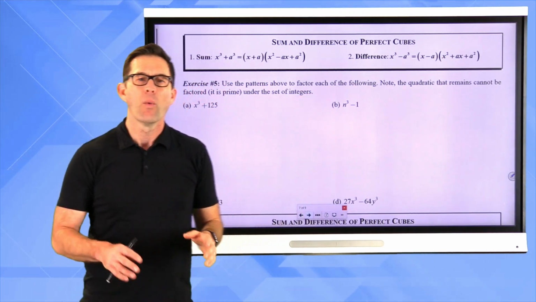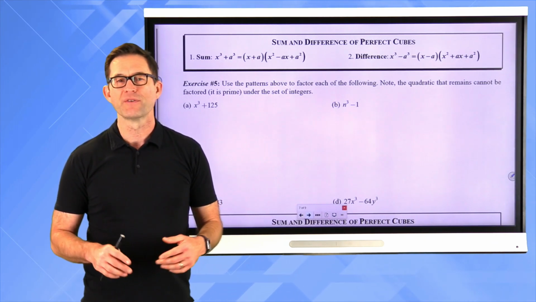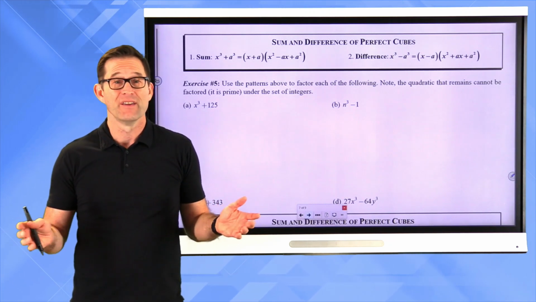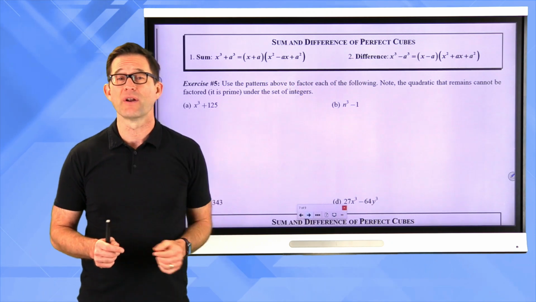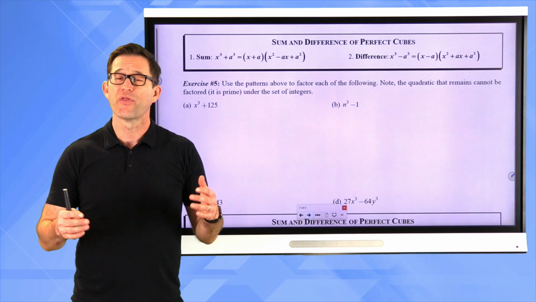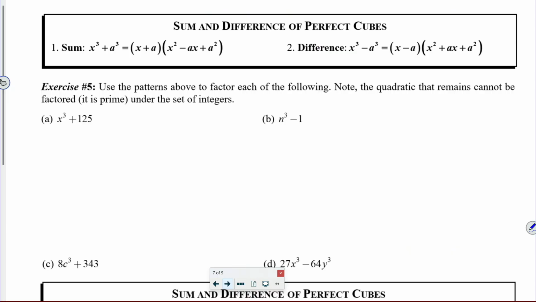Now, whether your teacher forces you to memorize these two patterns or whether your teacher gives you those two patterns, I can't tell you because I don't know. Whether or not your state gives you these two patterns on its state exam, I don't know. And they can be a little bit challenging to think about. But let's see how we can use them in exercise number 5.